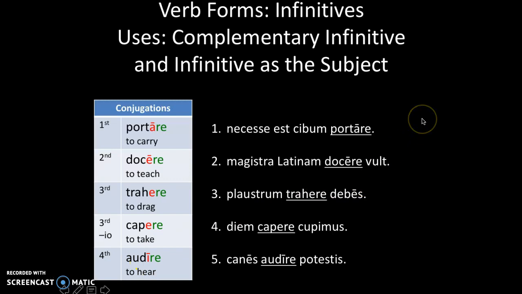There's really two different types of infinitives we're going to be dealing with right now. One is the complementary infinitive, and the other is the infinitive as a subject. The complementary infinitive is an infinitive that's completing the idea, and you can see the word complete right here. It's completing the idea of the main verb. The infinitive as a subject is where the infinitive is functioning as part of the subject of the sentence. So copy these 5 sentences down, translate them, and give a good guess as to which ones you think are a complementary infinitive and which ones you think are a subject infinitive.